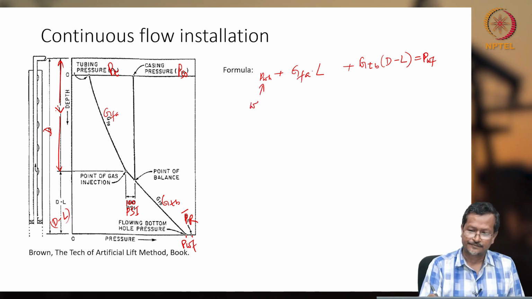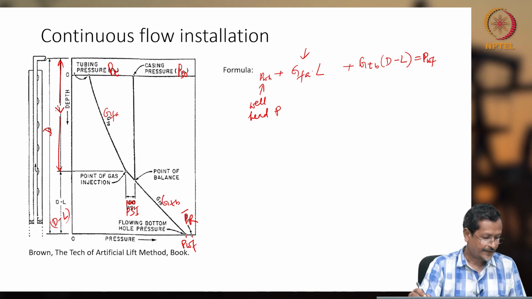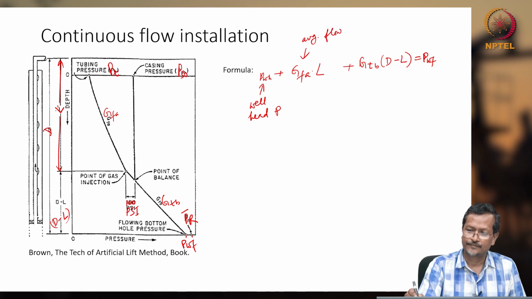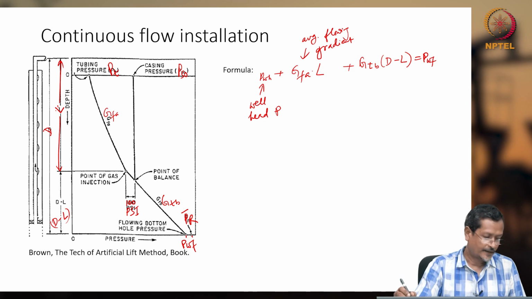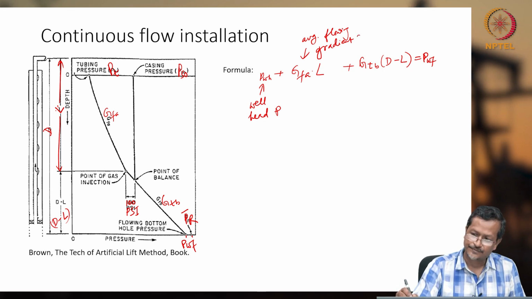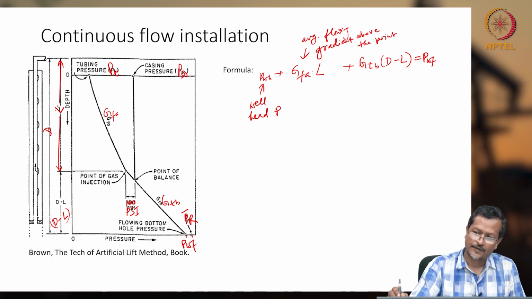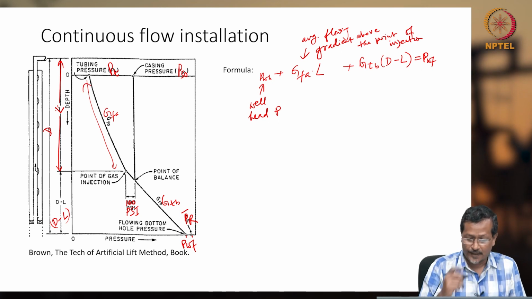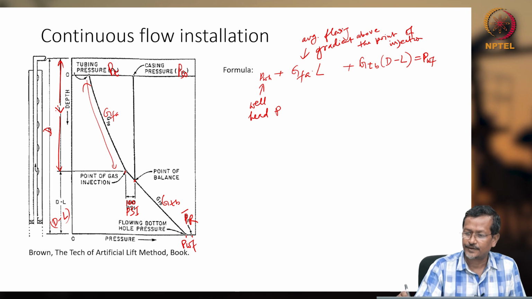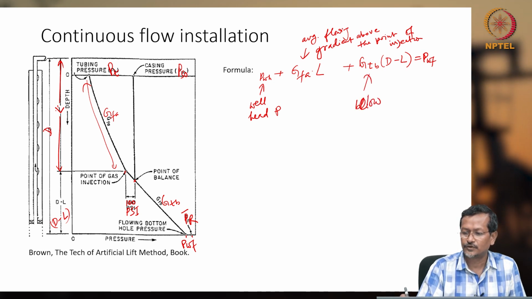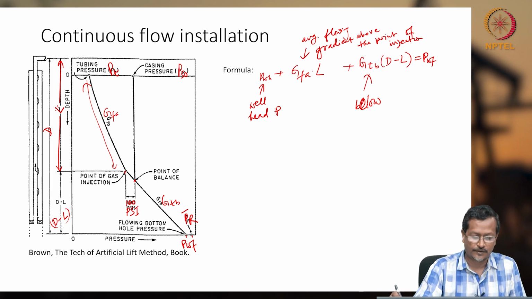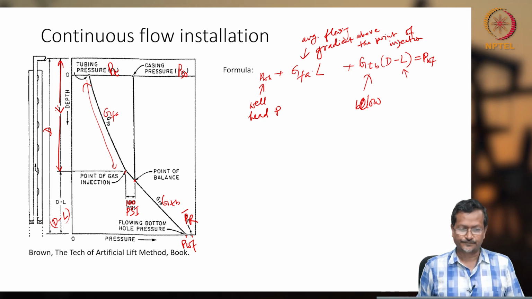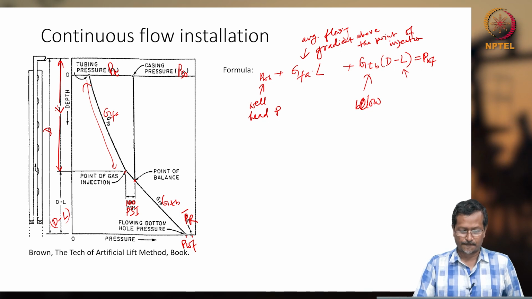This is PWH, wellhead pressure. GFA is the average flowing gradient above the point of injection, this part. And GTB is the gradient below the point of injection. D is the total wellbore depth, L is the length from surface to the point of injection, and PWF is the flowing pressure. So this is the basic formula for a continuous flow gas lift system.